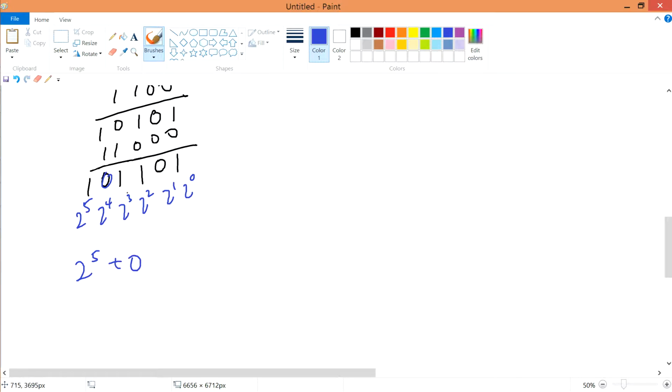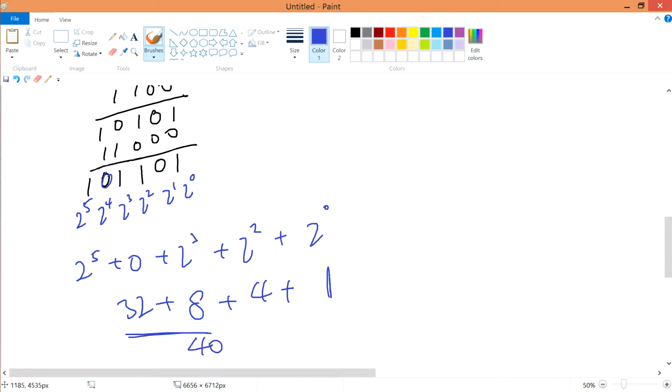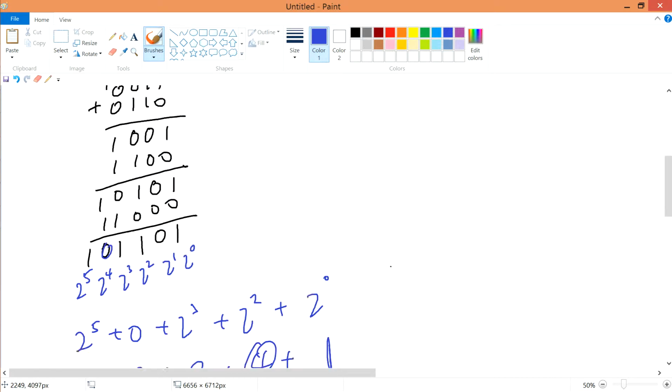Plus 1 times 2 to the power of 3 is actually 2 to the power of 3, and then plus 1 times 2 to the power of 2, plus 2 to the power of 0. This thing times 0 is still 0. So 2 to the power of 5 is actually 32, plus this is 8, plus this is 4, plus this is 1. So 32 plus 8 is 40, 40 plus 4 is 44, 44 plus 1 equals 45. You see, we have 45.